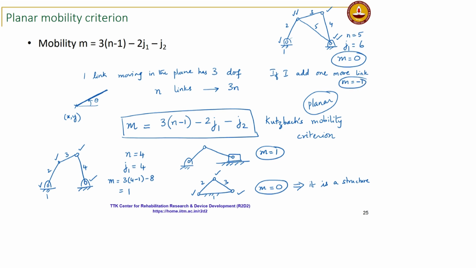So, say I add another link like this, I will get mobility equal to minus 1. So, this indicates that it is a statically indeterminate structure. So, mobility greater than or equal to 1 implies it is a mechanism, mobility equal to 0 implies it is a structure, mobility less than 0 implies it is a statically indeterminate structure. So, you need more than the static equations of equilibrium to solve for such a system.